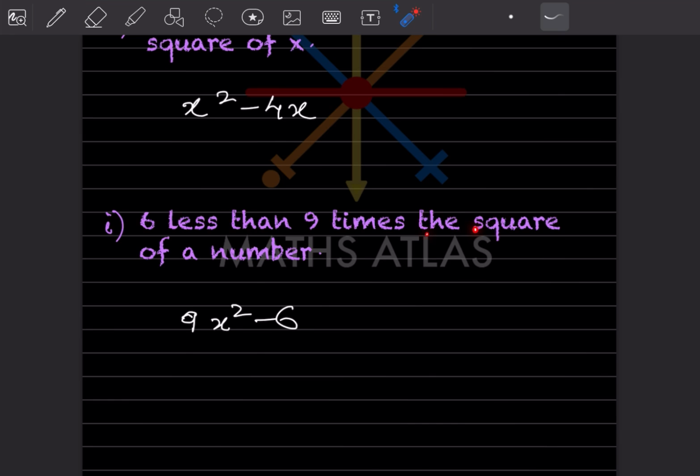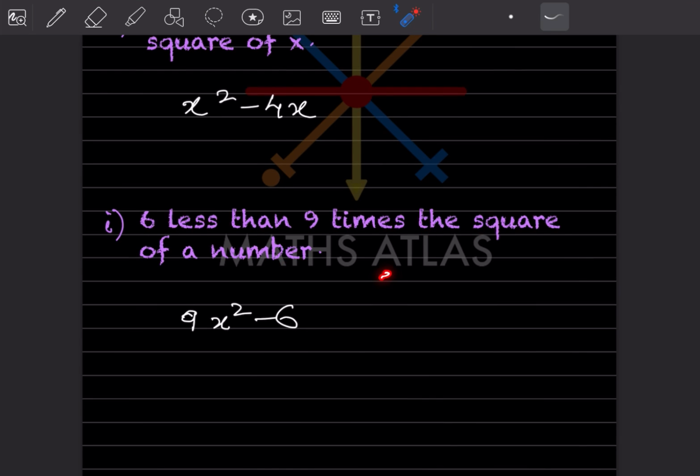6 less than 9 times the square of a number. So 9 times the square of a number, if we take the number as x, is 9x square, and 6 less means minus 6.